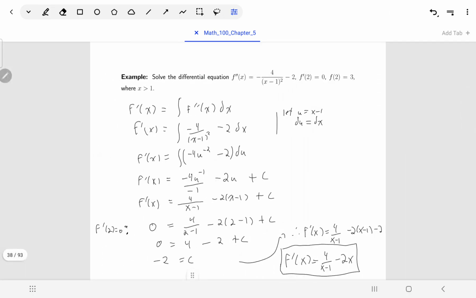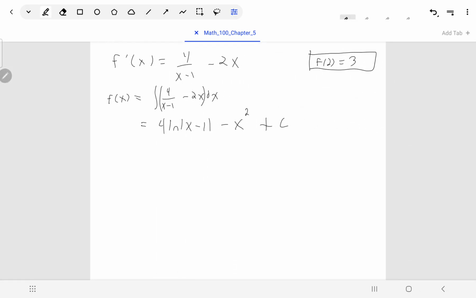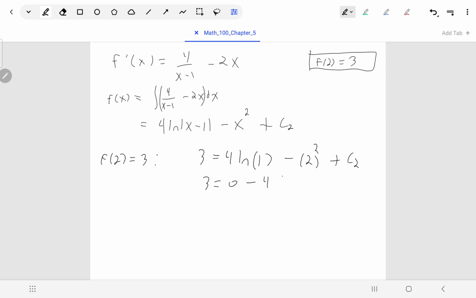One thing I should probably do, and just to be proper about it, I really should use c1 and c2. And that's because, of course, we have two different constants and they may or may not be the same. So my second constant of integration there, I'll call C2. And now we're going to use our second little initial condition, which is that when x is 2, y is 3. So using f of 2 is equal to 3 would give us 3 equals 4 natural log of 2 minus 1, which is 1, minus 2 squared, plus mystery constant C2. Natural log of 1 is 0, so this whole term is gone. I really have 3 equals 0 minus 4 plus C2, which means C2 is 7.